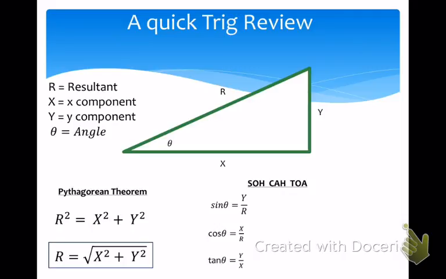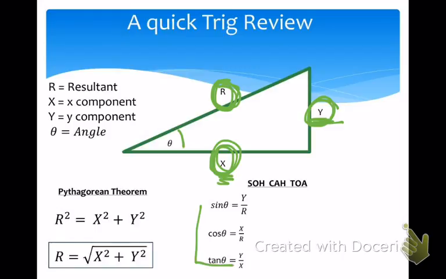So SOH stands for sine of the angle is equal to opposite. If you look at how this is set up here, here's my angle. Opposite of the angle is the y. Adjacent to the angle is the x. So sine is opposite over hypotenuse, and that's going to give me y over the resultant. Cosine is adjacent over the hypotenuse. It's going to give me x over the resultant. And then last but not least is tangent, or TOA, which gives me the y component over the x component, okay? The tangent of the angle.